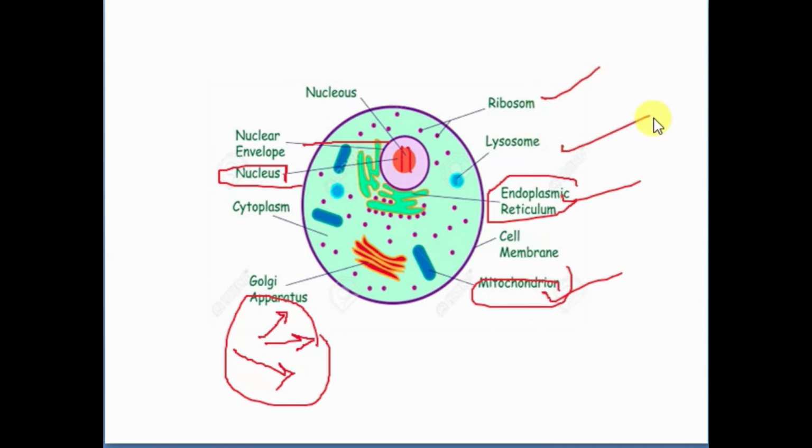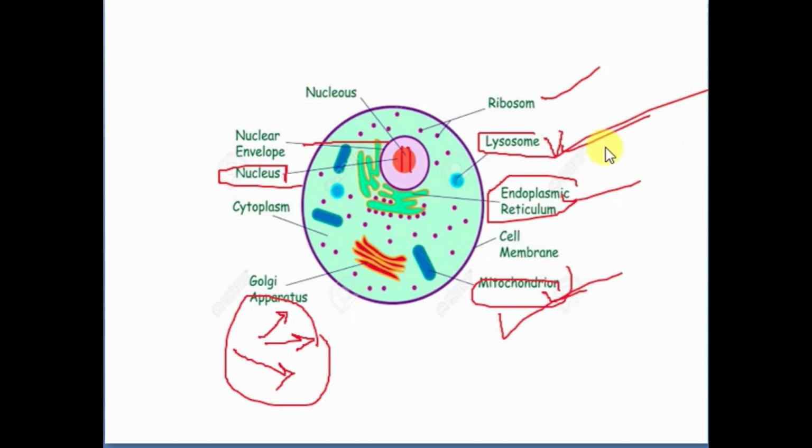Lysosomes are also called suicide organelles. This can be a 1 mark question: what are suicide organelles? Lysosome is a suicide organelle. One more question that they ask is what is the powerhouse of the cell? Mitochondria is the powerhouse of the cell. And lysosomes are called suicide bags.